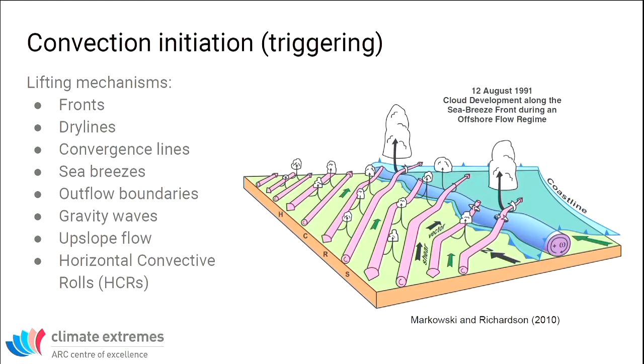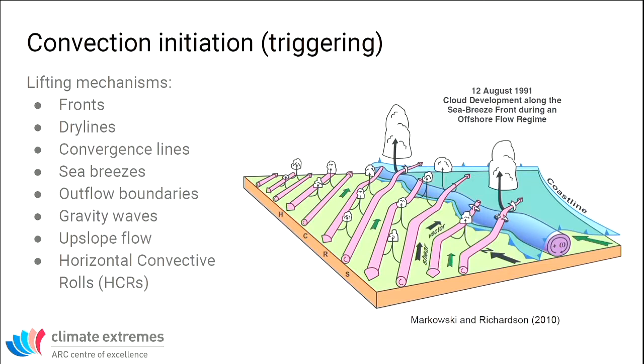But there are other processes as well that can set it off. You also have gravity waves. When a gravity wave passes through, you get a vertical displacement of the parcel, which might be enough to set convection off. You also have upslope flow over orography. And then horizontal convective rolls. If any of you have seen cloud streets on a summer day, these are basically rolls, counter-rotating vortices that form when you have a bit of wind on a day where there's a bit of instability about.